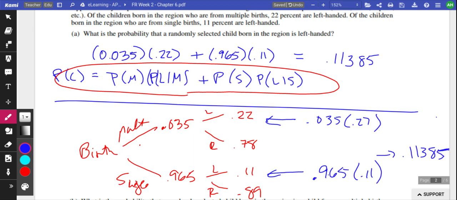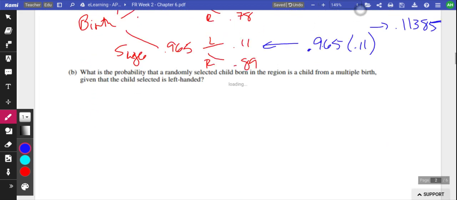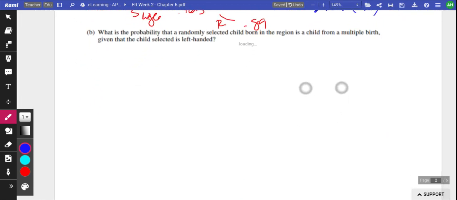Now for part B, what's the probability that a randomly selected child born in the region is a child from a multiple birth, given that the child selected is left-handed? All right, so this right here is that number that we just came up with, at 0.11385.